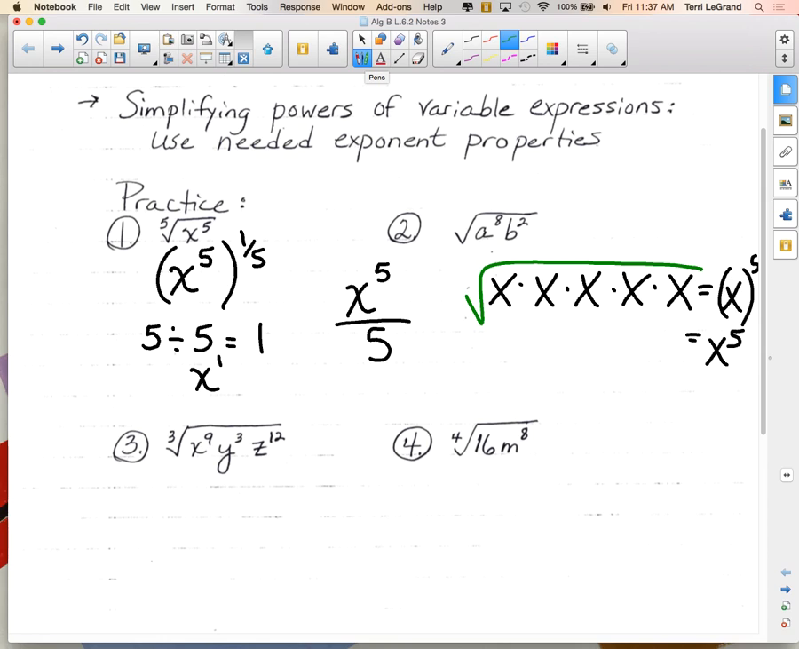X to the 5th means X times X times X times X times X. But then there's still this little 5 out here, right? And what does that little 5 say? The 5th root of this stuff. And that means what times itself 5 times equals that. So that X times X times X times X times X, or X to the 5th, is really asking you what times itself 5 times gives you this.